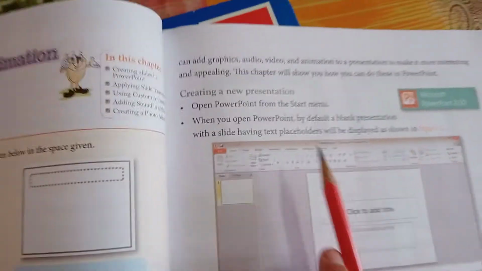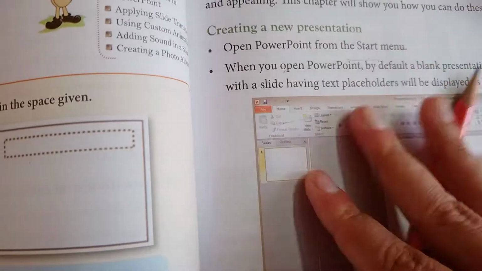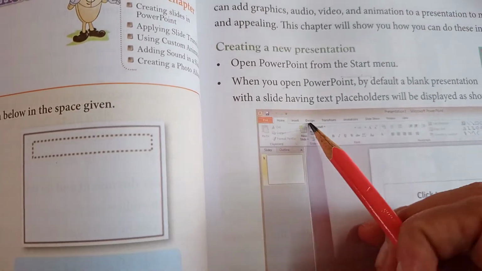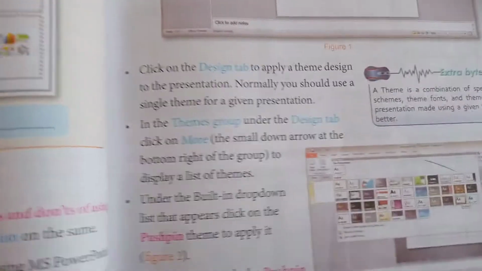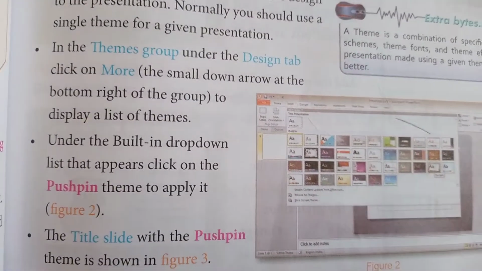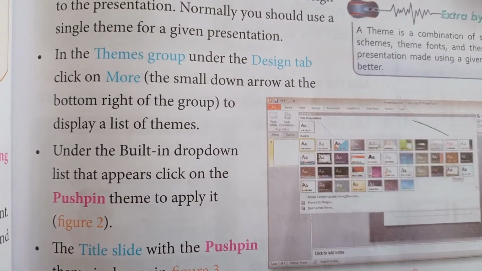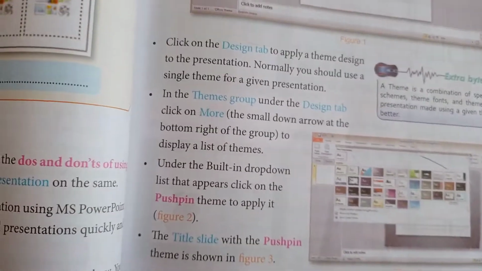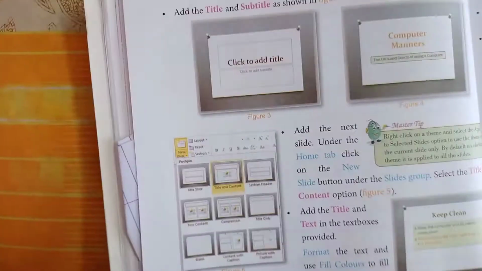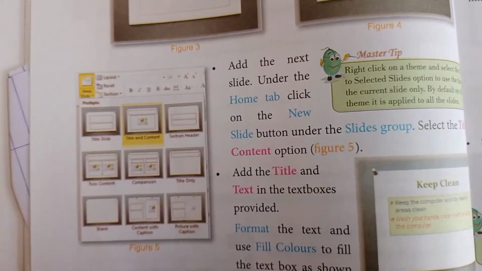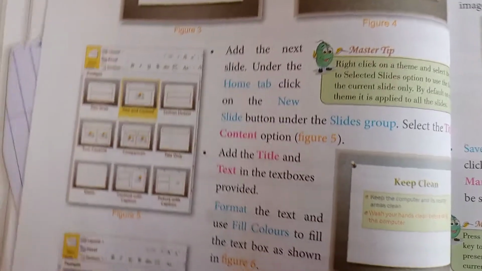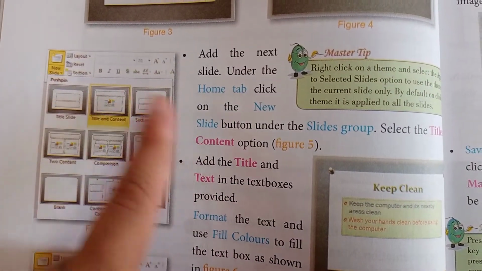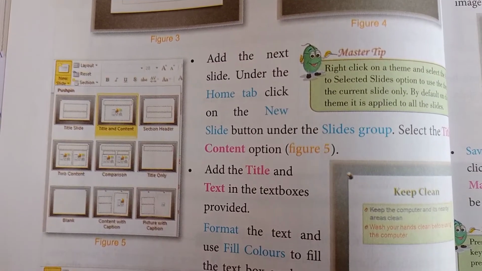Now here, on this bar, you will click on the design tab. When you click on the design tab, so many different themes will come in front of you. Just select the desired theme of your choice and you can start making your own presentation. There are different layouts of the slides also. According to what type of slides and presentation you want to show, you can choose your slide layout also.